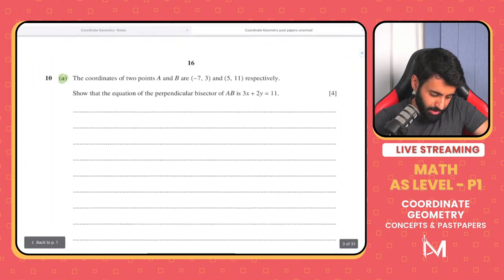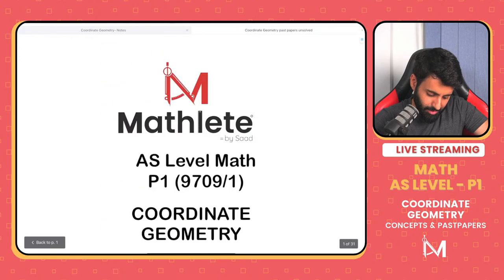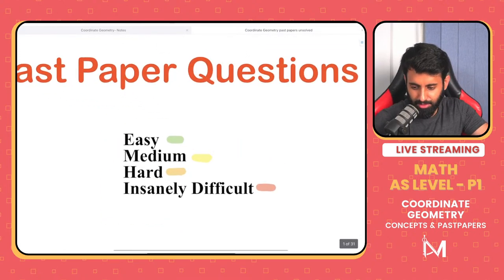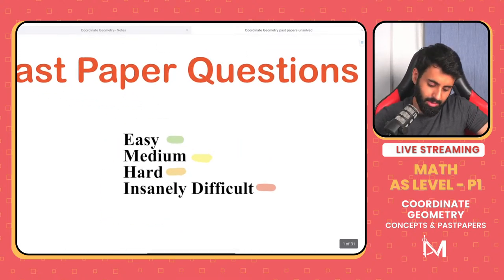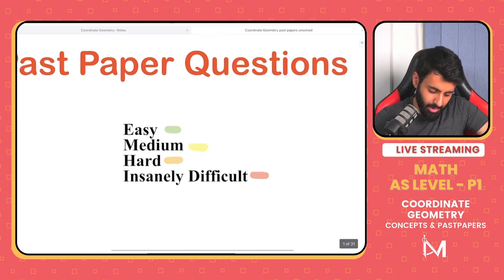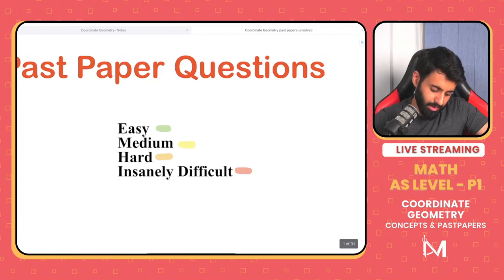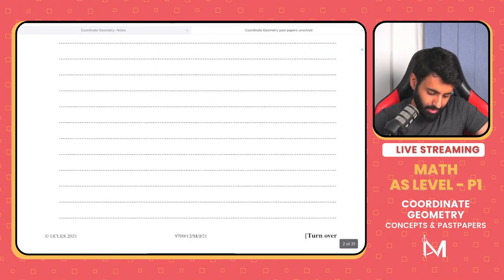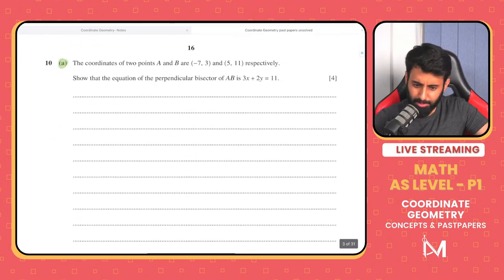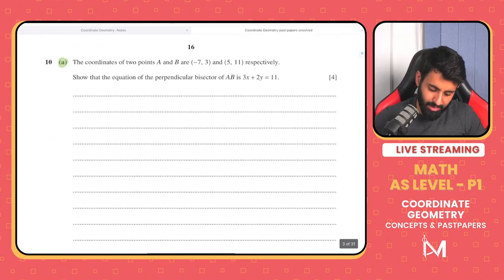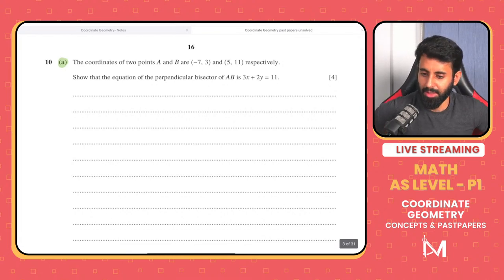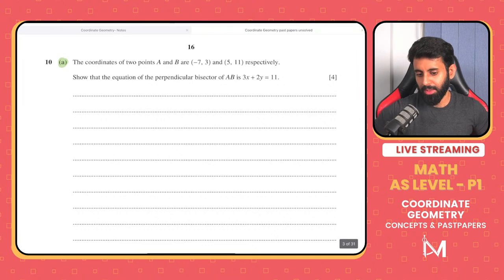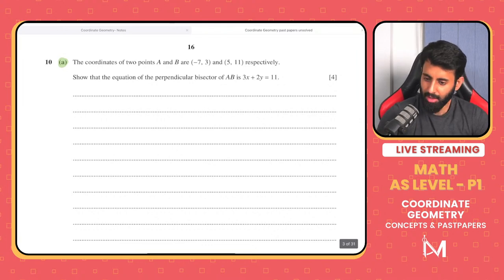Here's a question. And by the way, I have categorized the questions. The ones that you see highlighted as green are pretty easy questions. The ones that you see highlighted as yellow are medium, orange is hard, and red are some insanely difficult questions, okay? So we'll try and do all four categories, okay? Now, just because I find a question insanely difficult doesn't mean that you also have to find it insanely difficult. Maybe it's relatively easier for you guys.